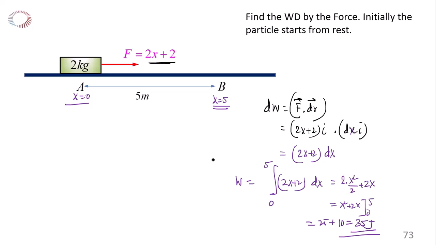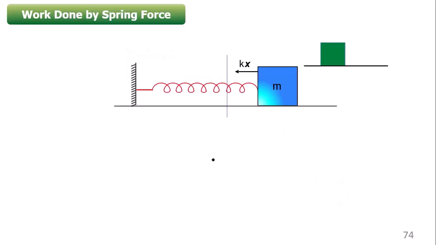Okay, so this is a variable force, and for variable force you have to do the integration everywhere. Now, similarly, another interesting variable force is the spring. Okay, why? Because it depends on the amount of extension from the natural length. So from natural length, you are extending the spring by x distance. So spring force will be kx, which is variable.